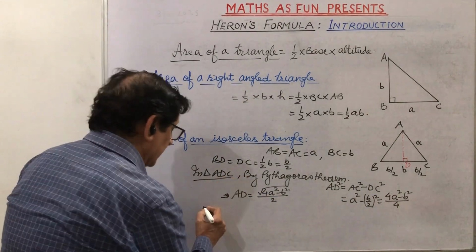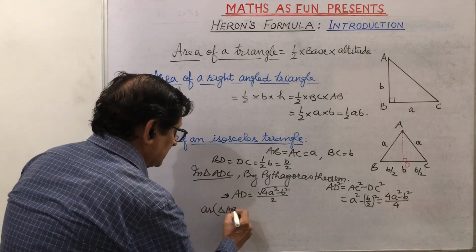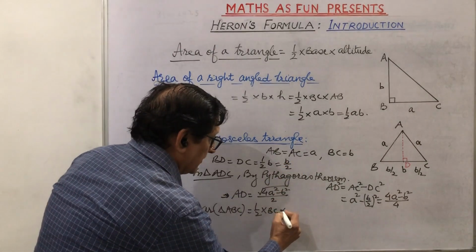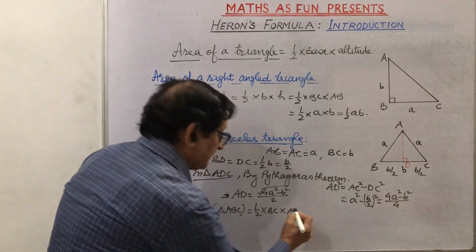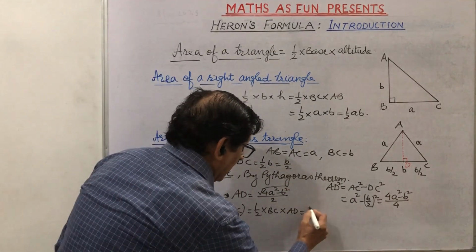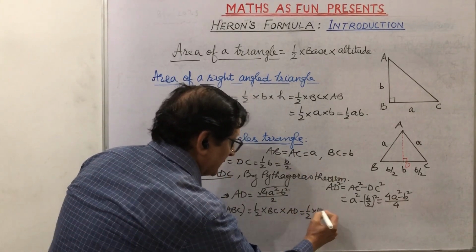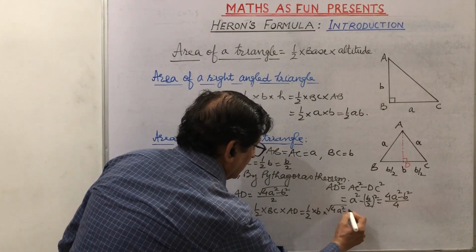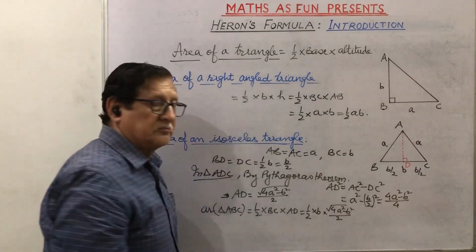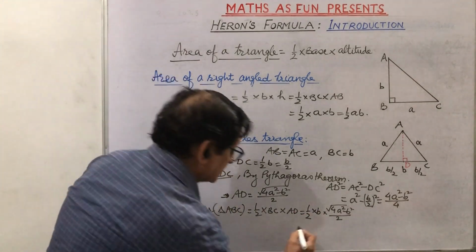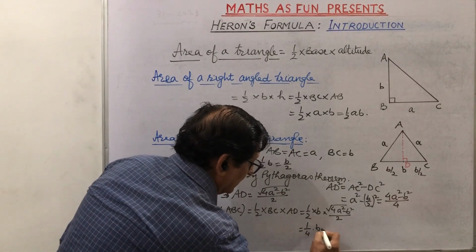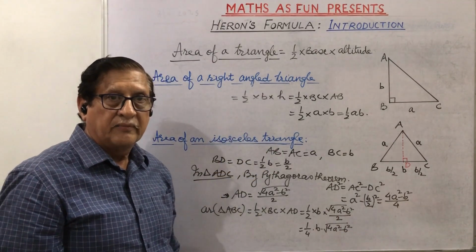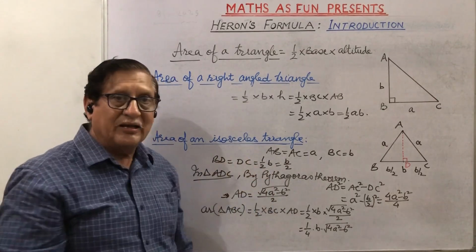And hence the area of triangle ABC will be given by half into base. Base is BC into altitude, that is AD. So that is half into BC's base, that is B, into AD, which we have calculated, this is root of 4A square minus B square upon 2. It means we can say that this is equal to 1 by 4 into B into root of 4A square minus B square. Likewise, we can find out the area of an isosceles triangle.